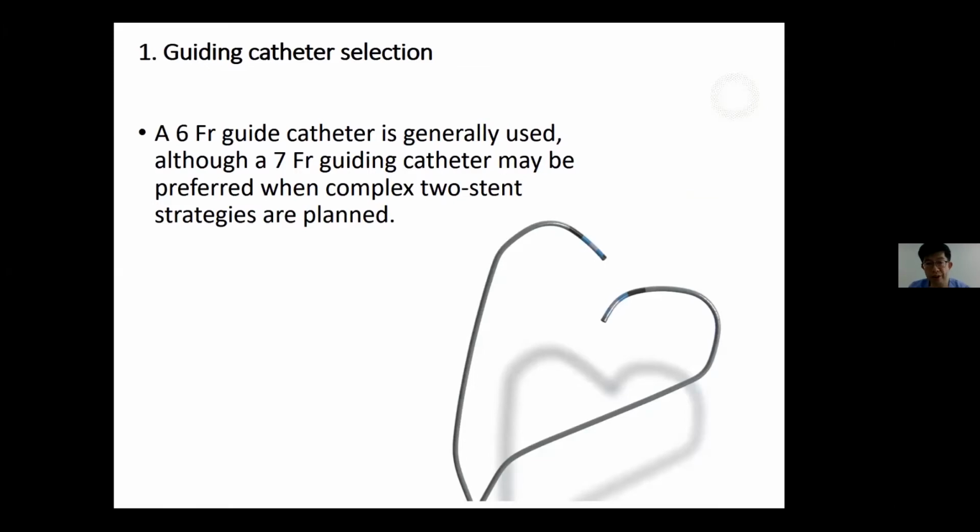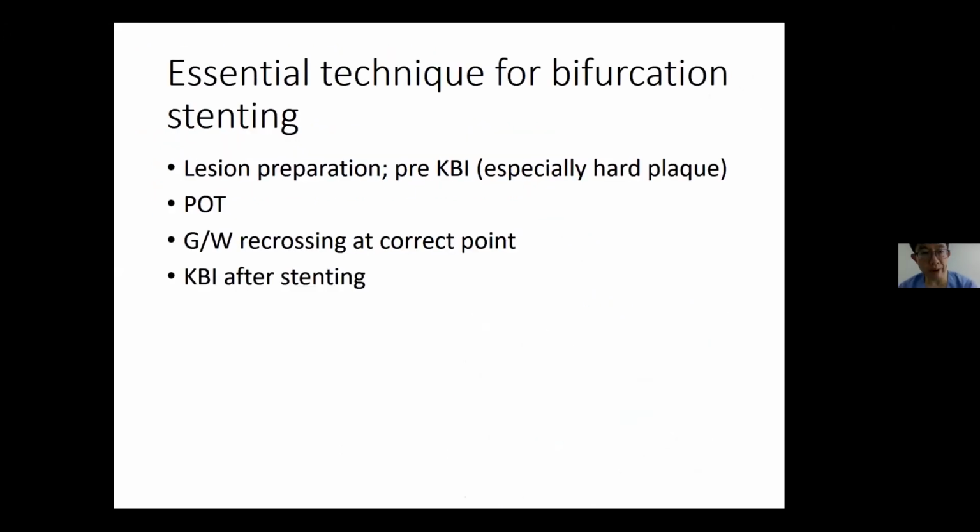So first, guiding catheter selection. A 6 French guide catheter is generally used. However, in some cases, a 7 French guide catheter may be preferred when a complex two-stent strategy is planned. Later, I will explain the 7 French catheter and the thin-wall sheath technique. This strategy is very important. Essential techniques for bifurcation stenting are lesion preparation, pre-kissing balloon inflation, especially for hard plaque lesions, the POT technique, and guidewire recross point, the correct point.